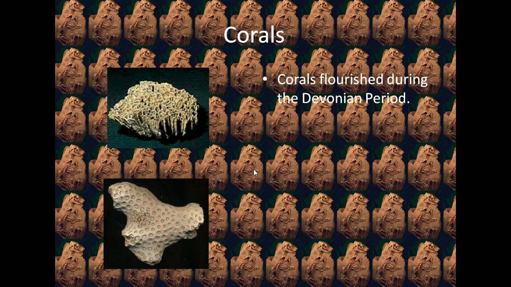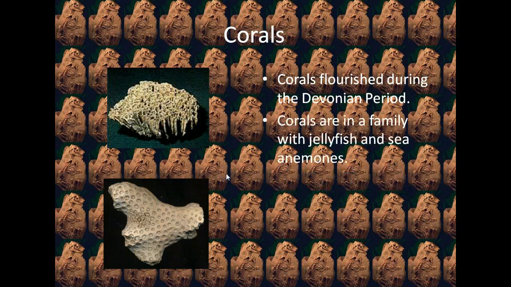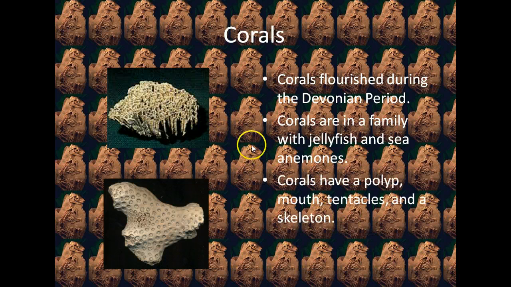Corals, they flourished back then in the Devonian period, which was a long time ago and is also referred to as the age of fishes. A lot of sea life flourished during that period. Now, corals, those little undersea organisms, they don't move much. You'll be surprised to figure out that they're related to jellyfish and sea anemones. They look completely different, but yes, they are related.